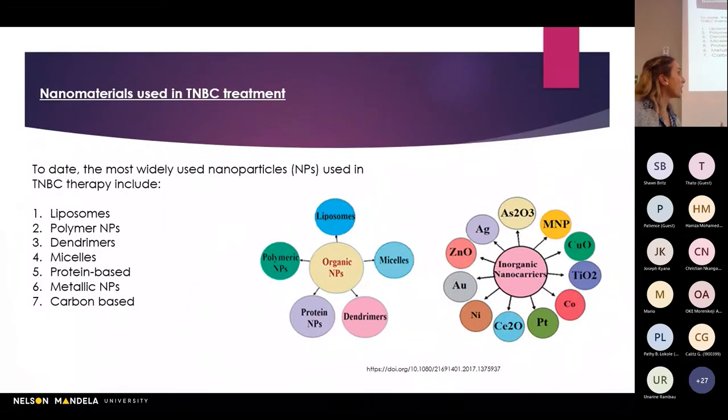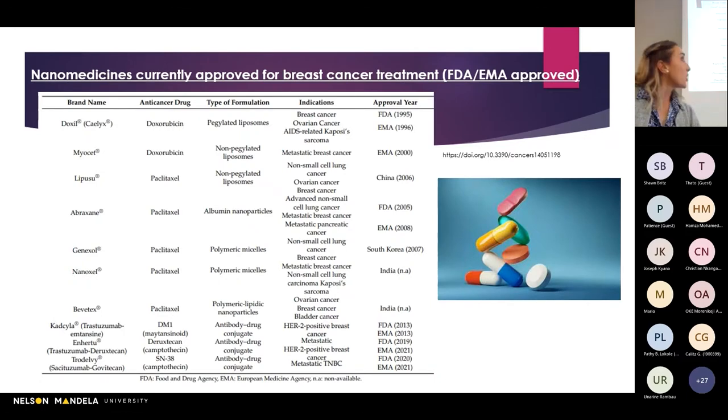Here are some of the organic and inorganic nanomaterials that have been used as nanocarriers for breast cancer research, including liposomes, polymers, dendrimers, micelles, protein-based, metallic, as well as carbon-based nanomaterials. This table represents some of the FDA and EMA approved nanomedicines and nanoformulations that are available on the market. You can see the first FDA approved nanomedicine was called Doxil, which is a pegylated liposome that encapsulates doxorubicin. And just by the year alone, you can see that nanomaterials have been on the market for years. This isn't a new thing.